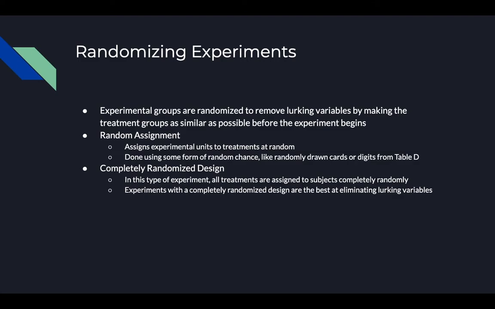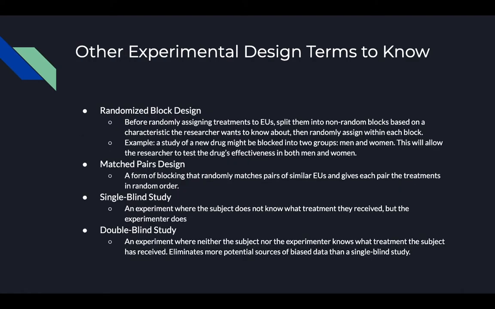And now if you perform this random assignment properly, you'll end up with a completely randomized design, which is an experiment where all treatments are assigned to subjects completely randomly. This is the best experimental format for eliminating lurking variables.